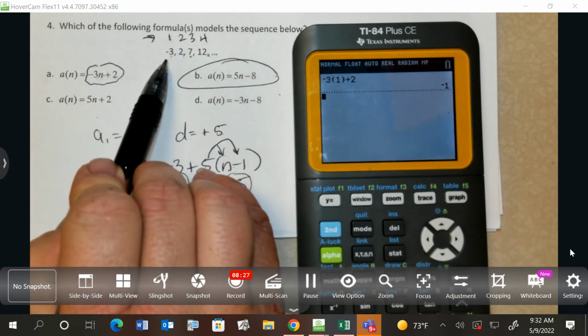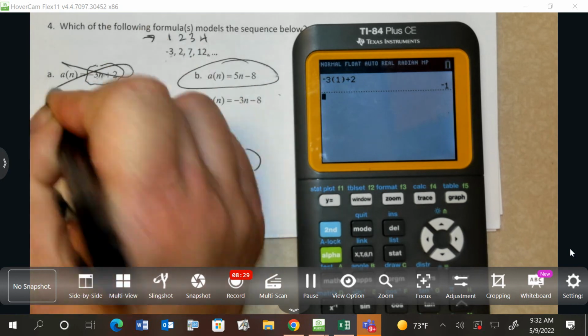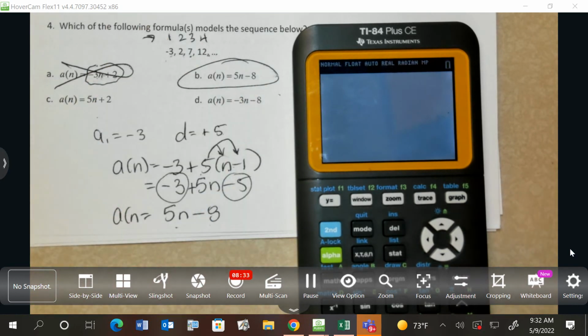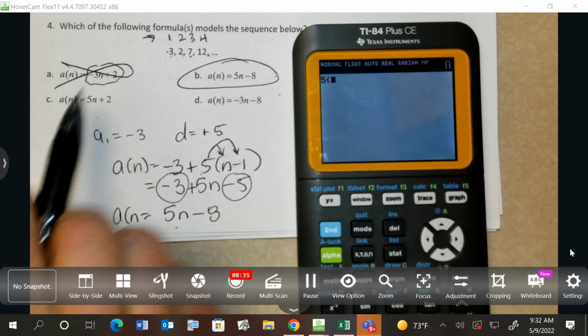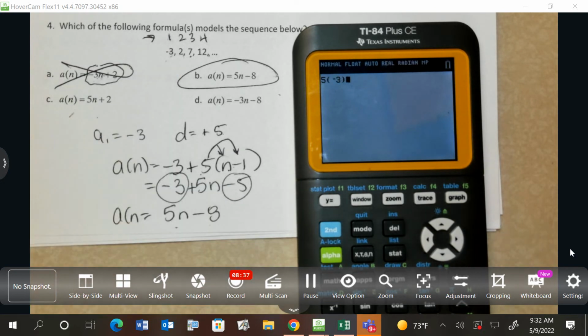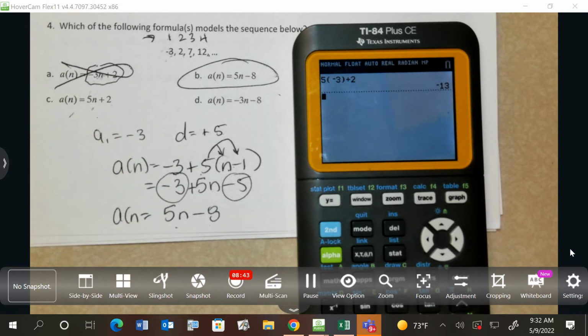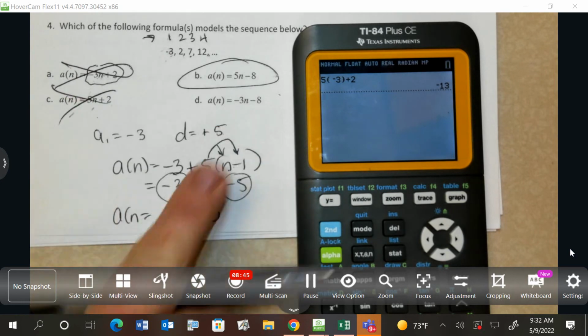What do we actually want? -3. Cross it out. Can't be that one. Let's try C. So type in 5. We're going to hug -3, and we're going to add 2. I better get an answer of -3 if this is a possibility. Do I get an answer of -3? No.